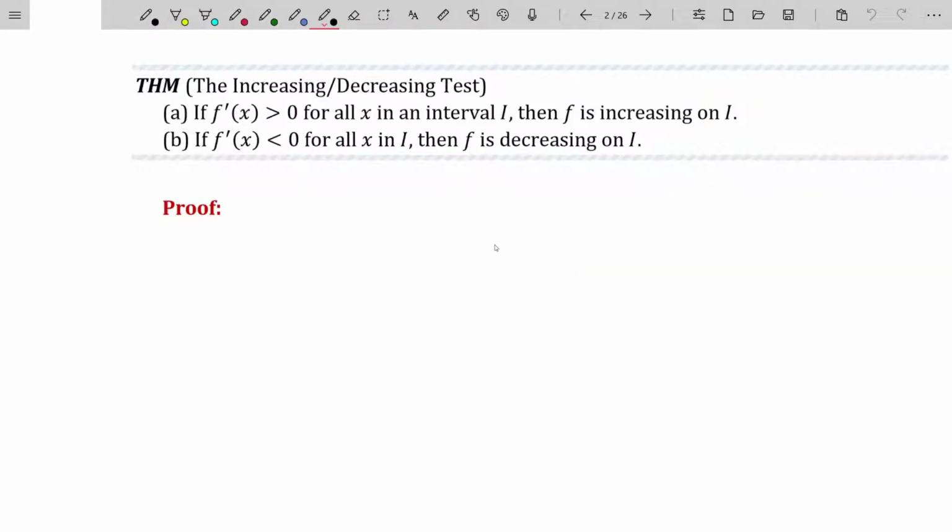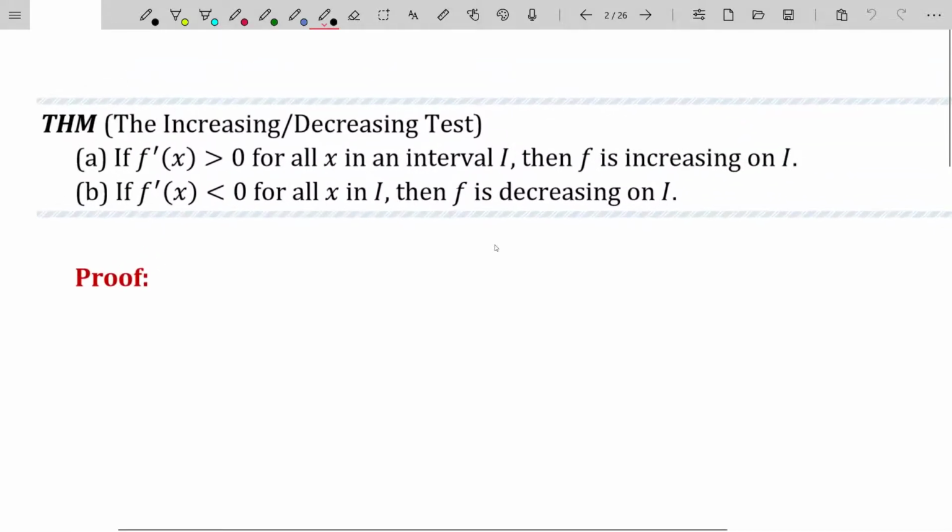The increasing-decreasing test is what we're going to call this. By the way, some people use this notation, the ID test. I usually don't actually write out the names of these tests. I don't even recall the last time I ever wrote down the names of these tests that we're going to be seeing throughout this series of videos.